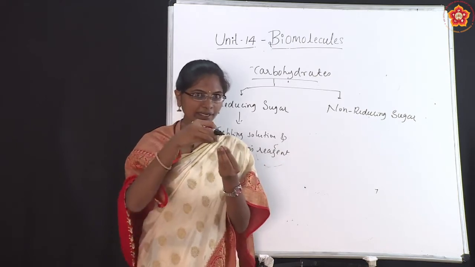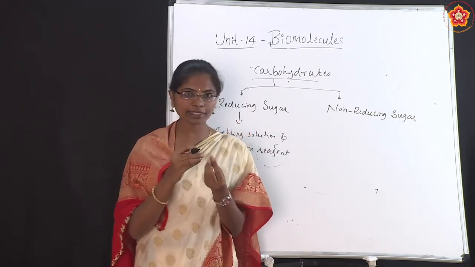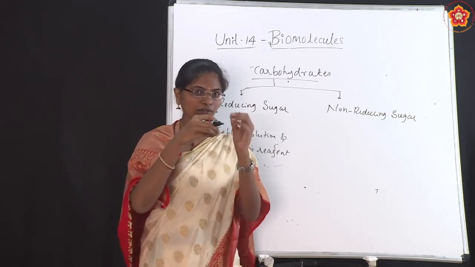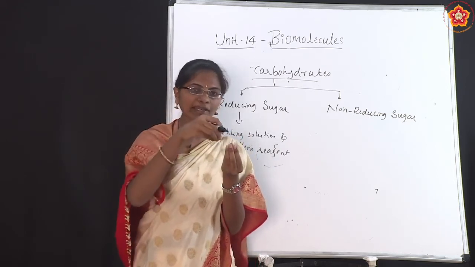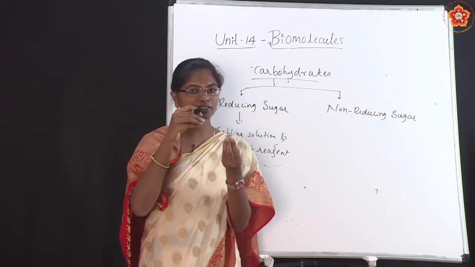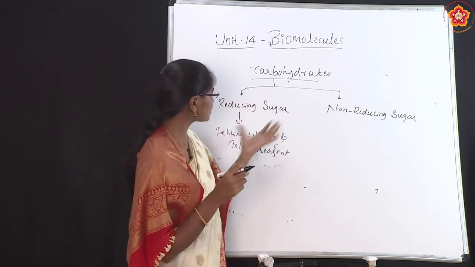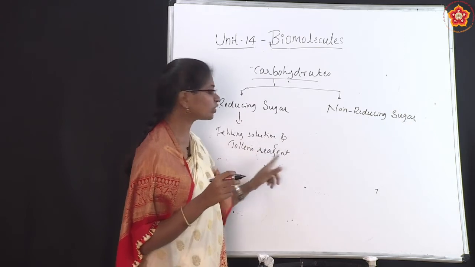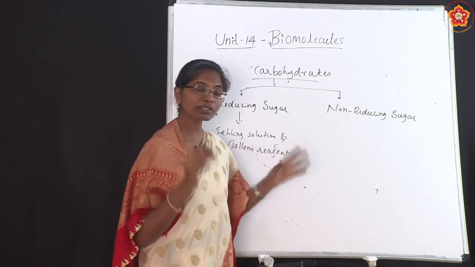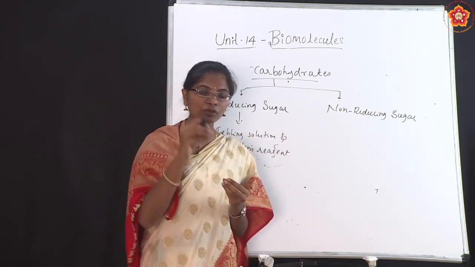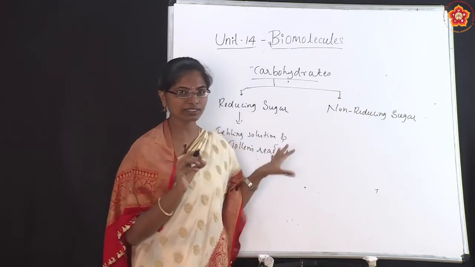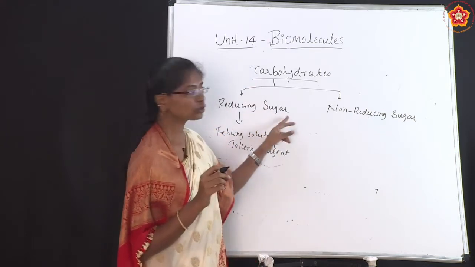Take a carbohydrate in a test tube and just add Fehling solution and Tollens reagent, and it will give the reaction. That means the carbohydrate reduces Fehling solution and Tollens reagent. Whatever carbohydrates reduce Fehling solution and Tollens reagent, those are reducing sugars.